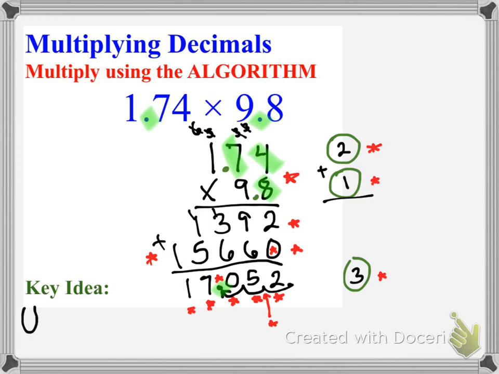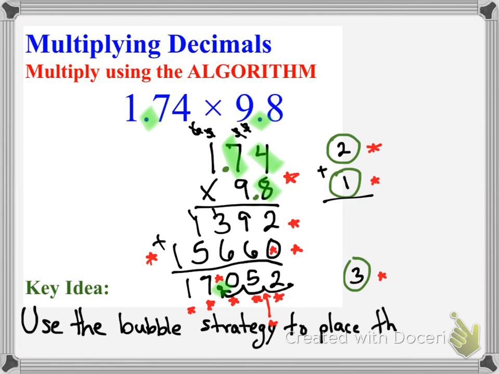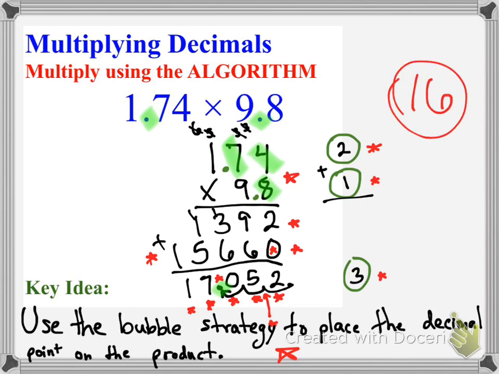Okay? The key idea is, if you remember from last time, use the bubble strategy to place the decimal point on the product. So that's going to give you a star if you have that key idea. So if you add up all the stars in this problem, you will end up with a total of 16 stars if you have all of them.